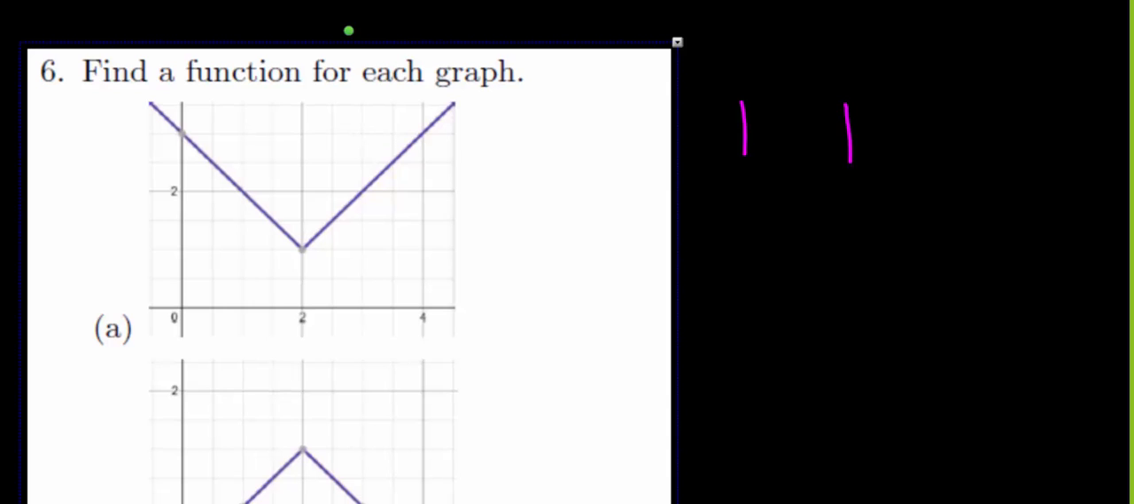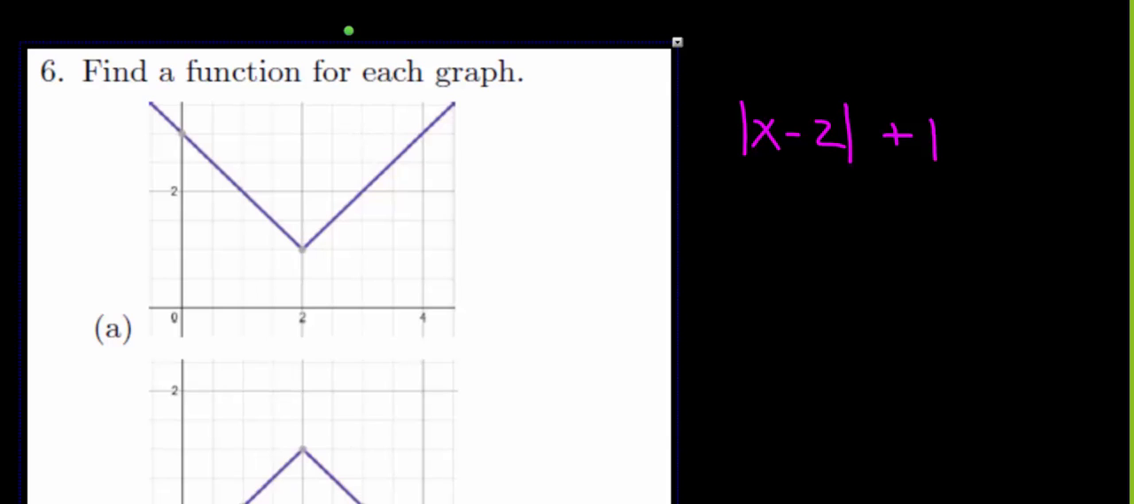Now, it's right side up, so that tells us that we're going to have a plus in front of it. It's not going to be minus. And it looks like it's just been shifted rigidly, right? 2 units to the right. So x minus 2, that takes care of the horizontal. And then 1 unit up, right? 1 unit up. Yeah, so there we have it.